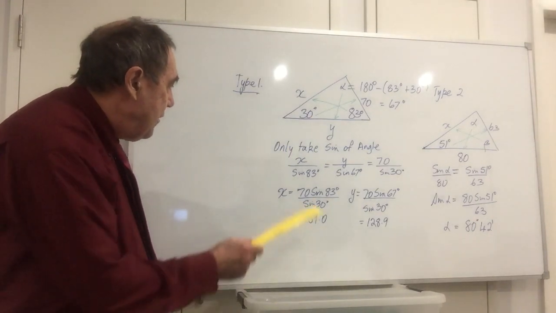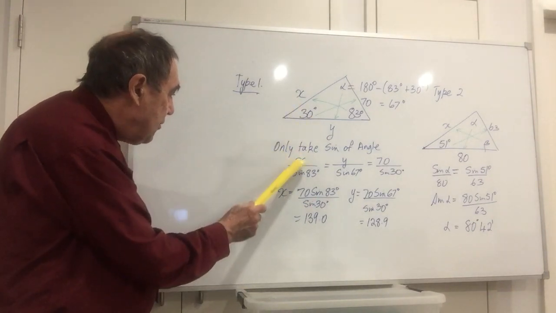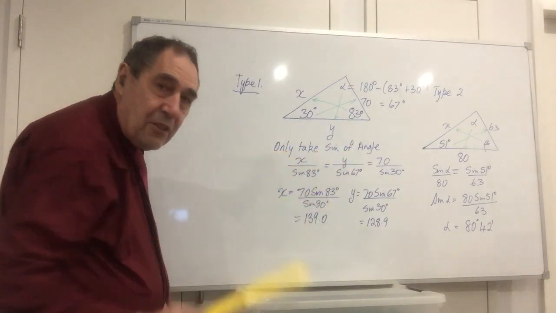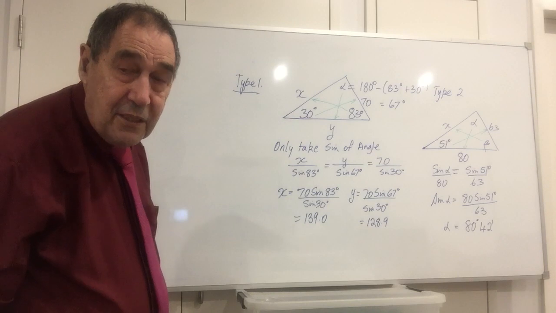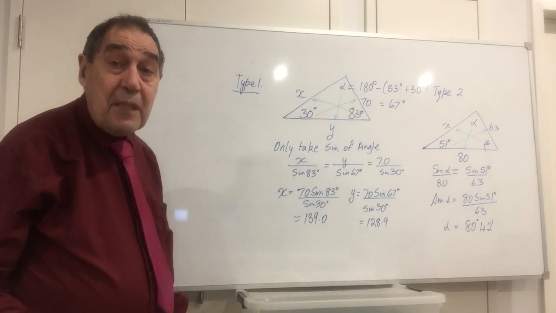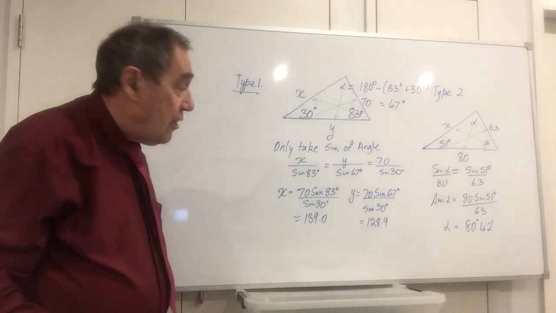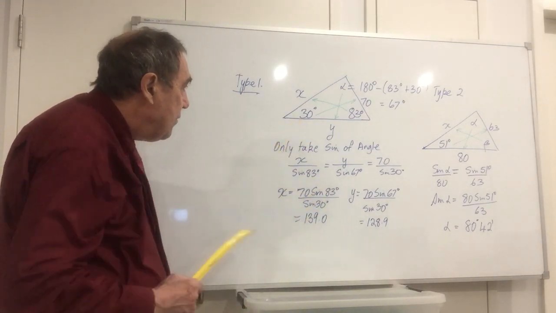The sine rule says this side, x, has the sine of the angle opposite, and notice you take the sine of an angle. One of the mistakes that some students make is they take the sine of a side. You can't take the sine of a side, you can only take the sine of an angle.